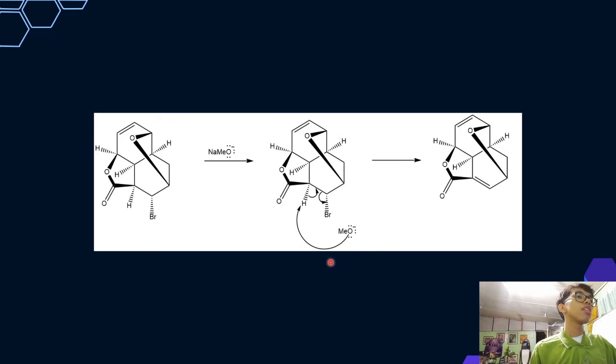which would eliminate the bromine via an E2 reaction here. It would attack the hydrogen here, and then the bond will form here, and that will kick out the bromine, which will give us this product. This product is the short-lived intermediate 2.